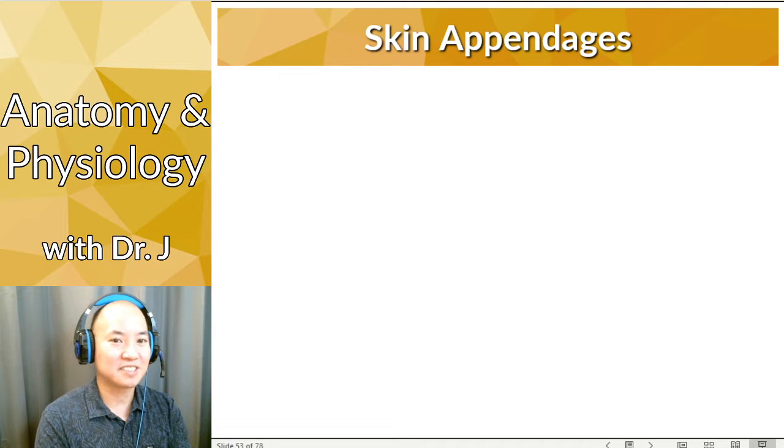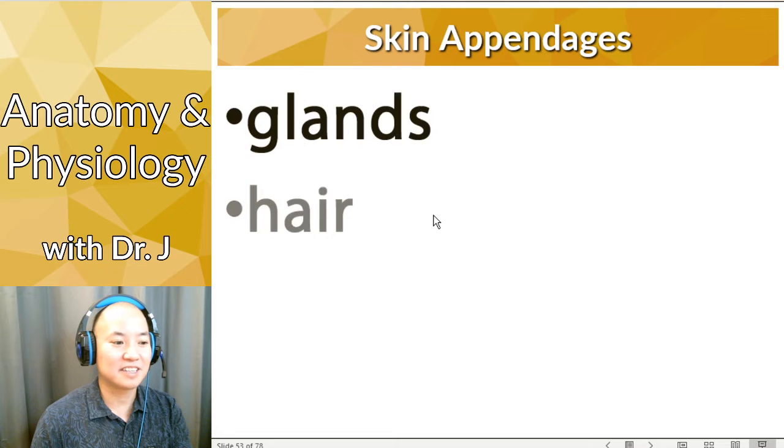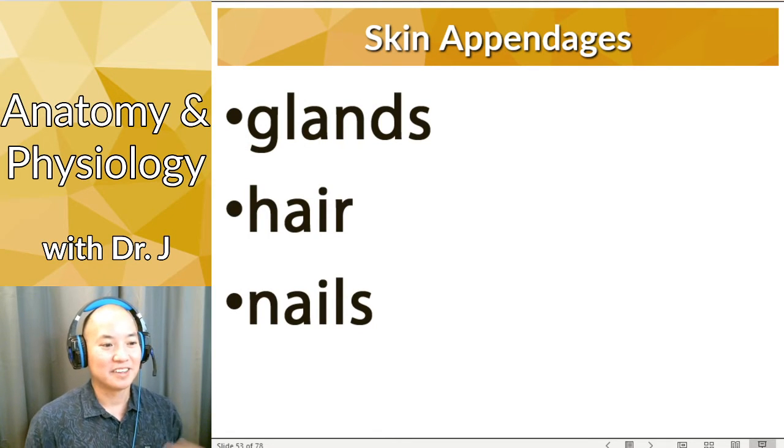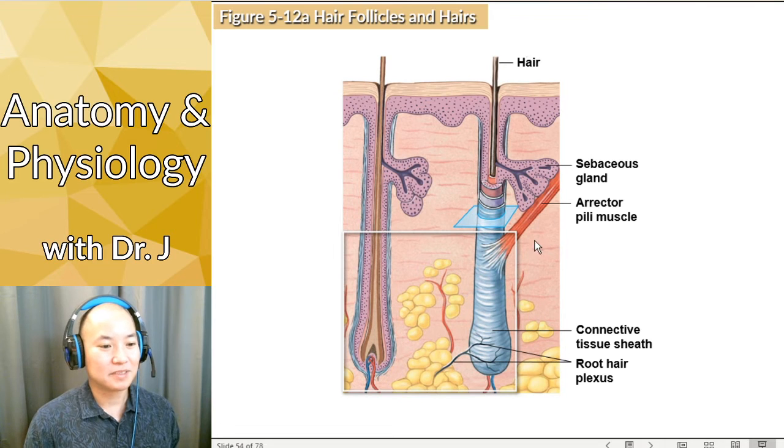Okay, so let's talk about skin appendages. Skin appendages include your glands, your hair, and nails. We already talked about the glands pretty much in depth in the previous lecture, so let's talk about hair. We did already talk a little about the hair, but let's talk about more specific structures in your hair follicles and your hairs.